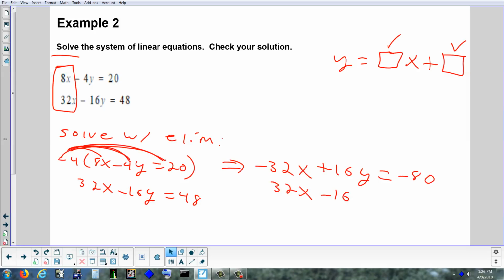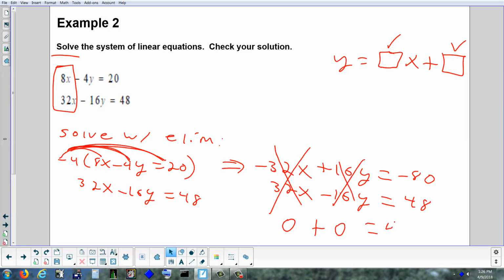32x minus 16y equals 48. It's ready now. What's negative 32x plus 32x? 0. Gone. Then that one crosses out too. What's positive 16 minus 16? 0. So all of a sudden we have 0 plus 0 equals 48.